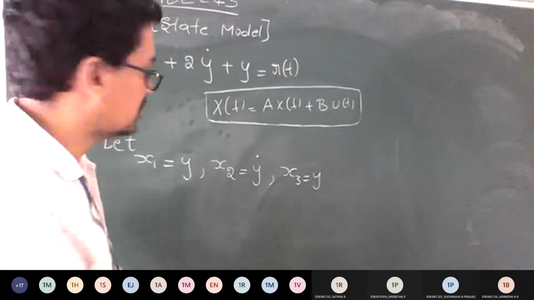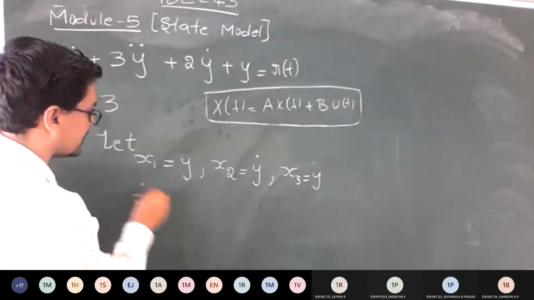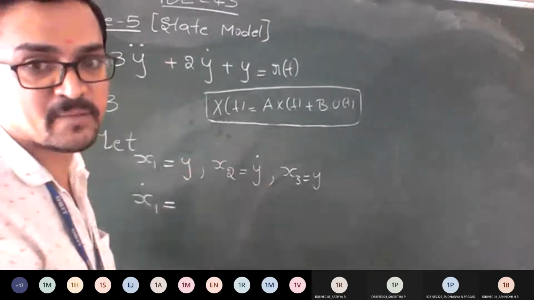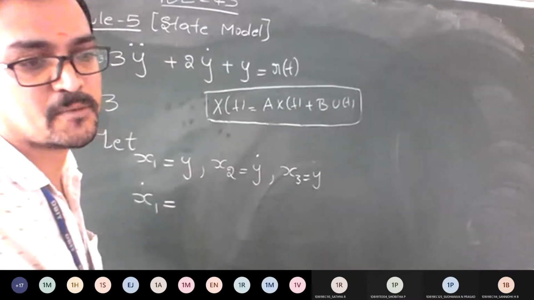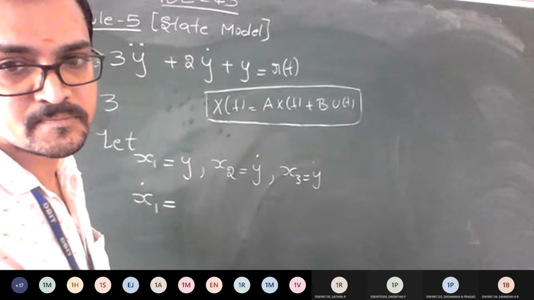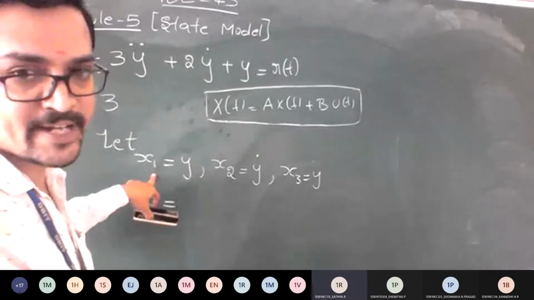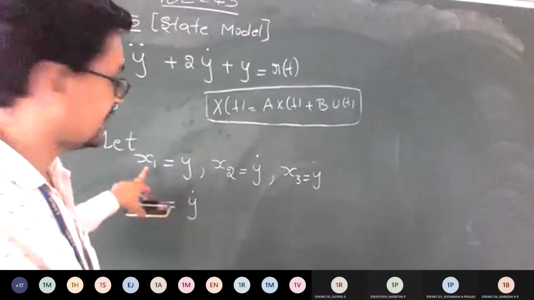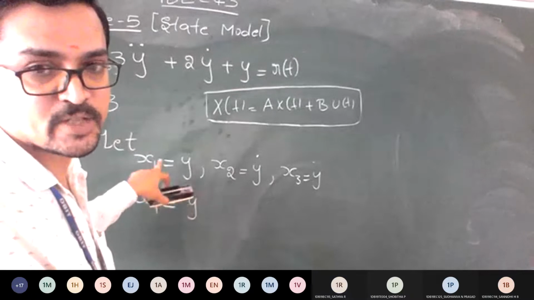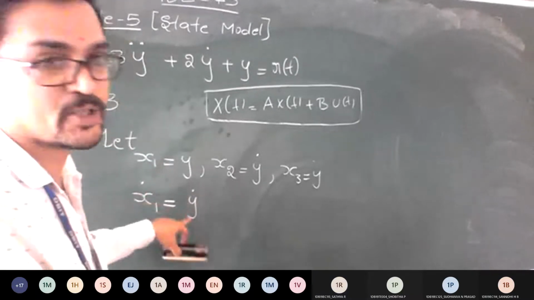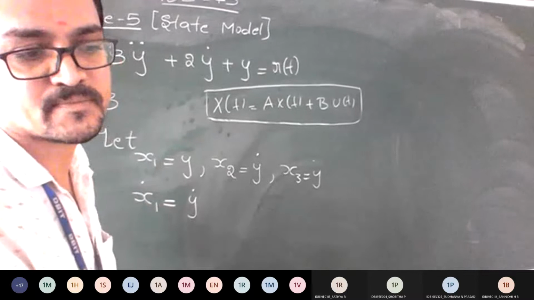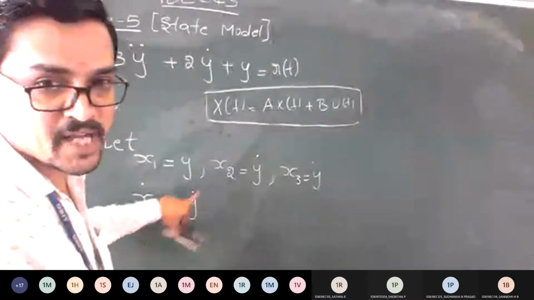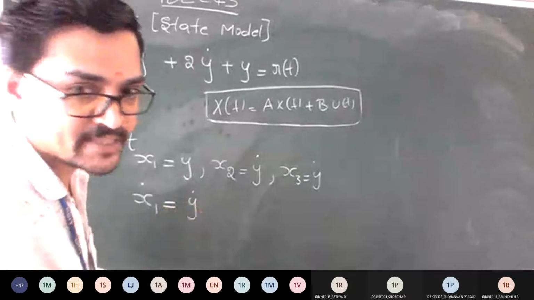Yes, sir. Good. So now tell me, what is x1 dot equal to? For x1, I should put differentiation; that is going to become x1 dot. What is x1 dot equal to? dy by dt, y dot. X1 equals y. So if you differentiate this, x1 dot is going to become y dot. Yes or no? Yes, sir. So from the assumption we have made, what can y dot be written as?